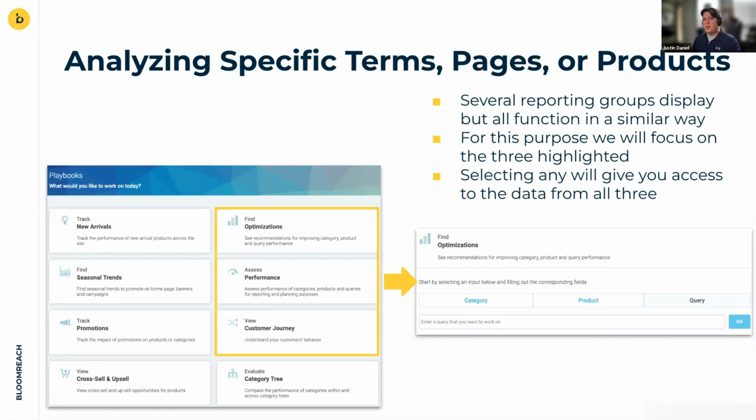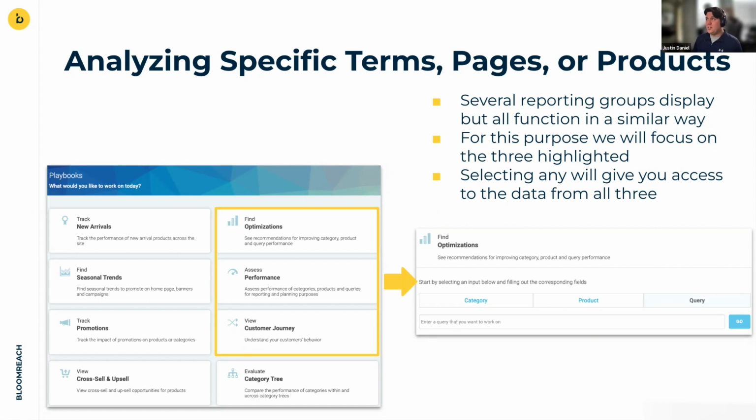You can certainly click into any of these others and play around with them, but we're going to give you a framework today to kind of go from here to there. If you select one of these, in this case, I click Find Optimizations, you'll see, following the yellow arrow, that's going to give you a box that looks like this, where you can now input that category, product, or query.